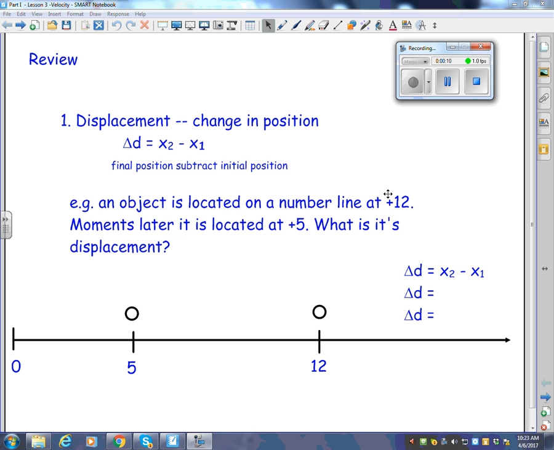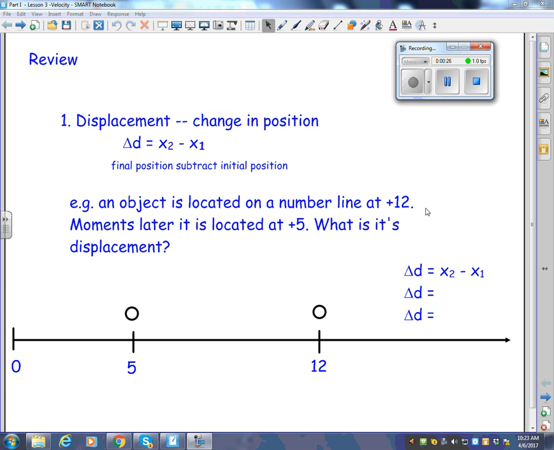Displacement is a change in position. Delta D is x2 minus x1, where you take the final one, subtract the initial one. Remember doing that, Tiffany? Okay, we did that the other day. Final position, subtract initial position. Here's an example as a review.